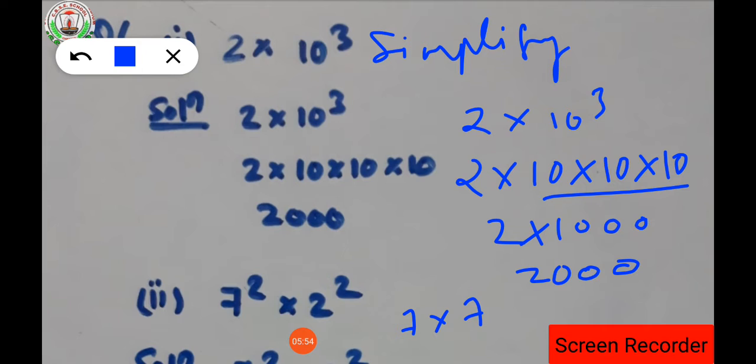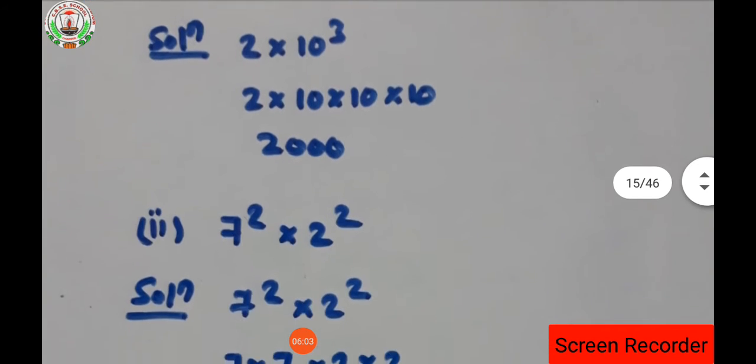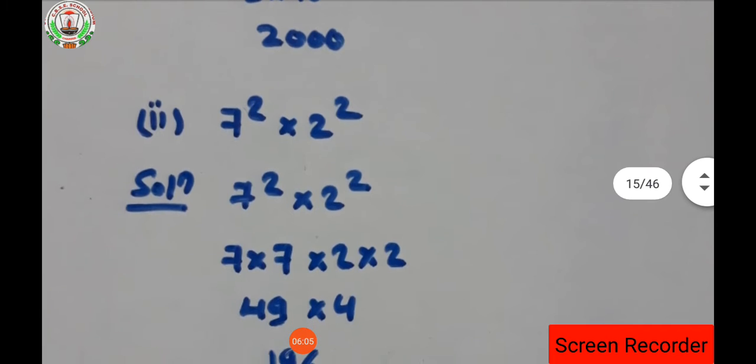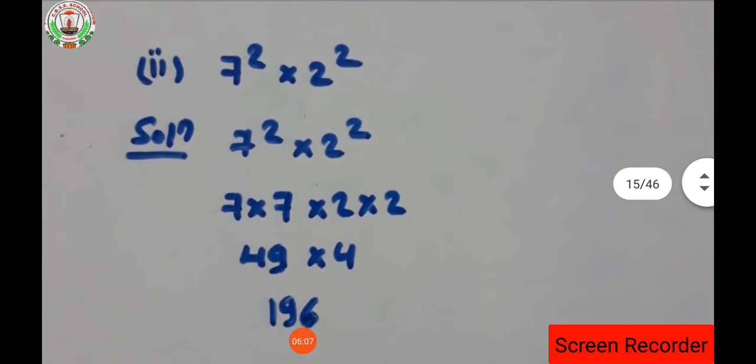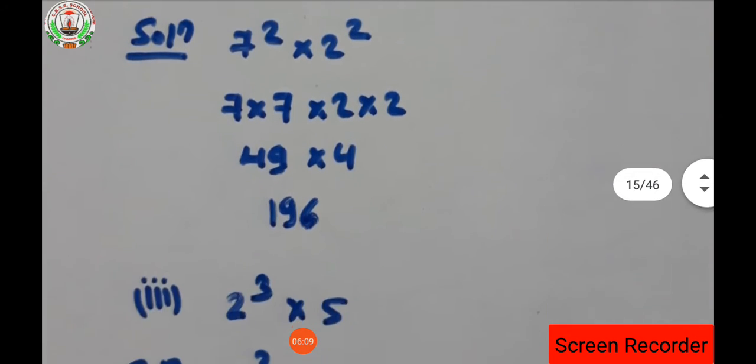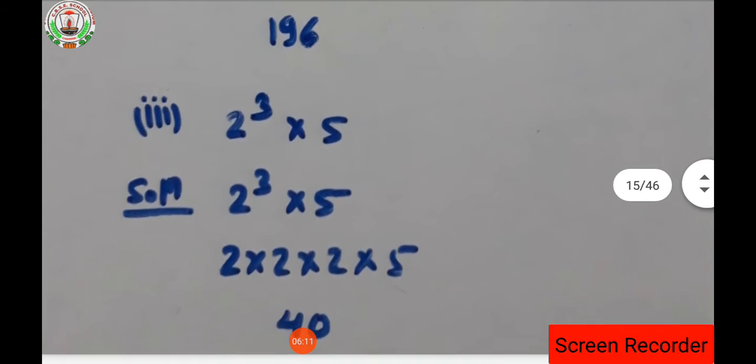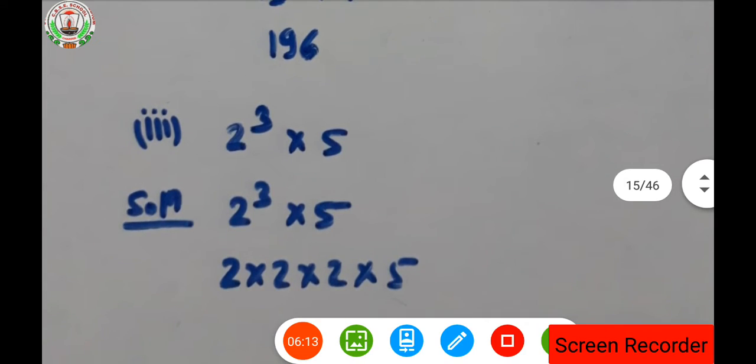The next one is 7 into 7 to the power 2. That means 7 into 7. 2 to the power 2 means 2 into 2. So 7 into 7 is 49. 49 into 4. You can do the calculations easily, isn't it? So 49 into 4 will be how much? 196.